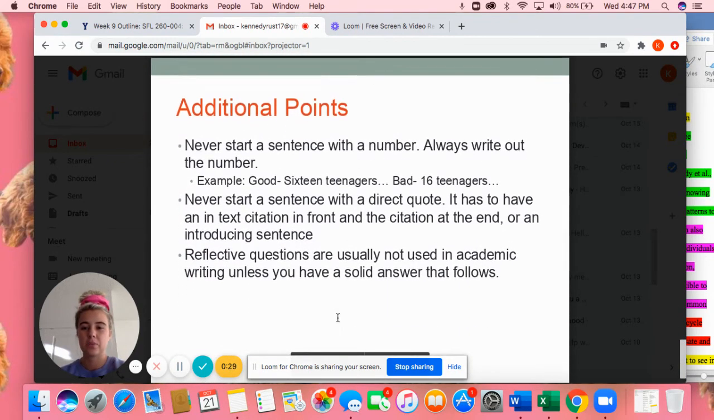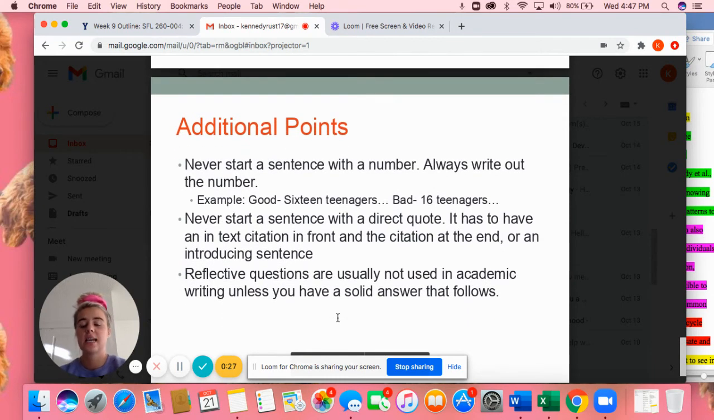Last, he has additional points. First, never start a sentence with a number. Always write out the number. So you shouldn't write 16 teenagers in numerical format. You need to have the word sixteen. Never start a sentence with a direct quote. It has to have an in-text citation in front and the citation at the end. And then reflective questions are usually not used in academic writing unless you have a solid answer that follows.